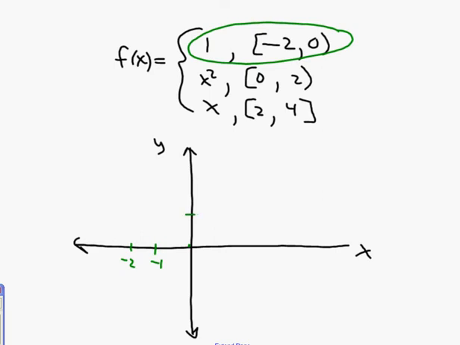So you go up to 1, and above -2 we put a solid dot because it's inclusive, because you've got that hard bracket there. And we move across at y equals 1. We're not going to change it at all until we get to 0. And will that have a hollow dot or a solid dot? It's going to have a hollow dot, because when we actually get to x equals 0, we are no longer using the function y equals 1.